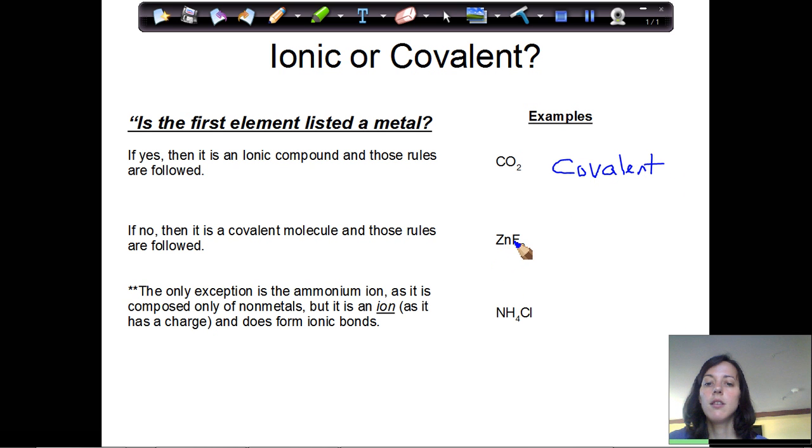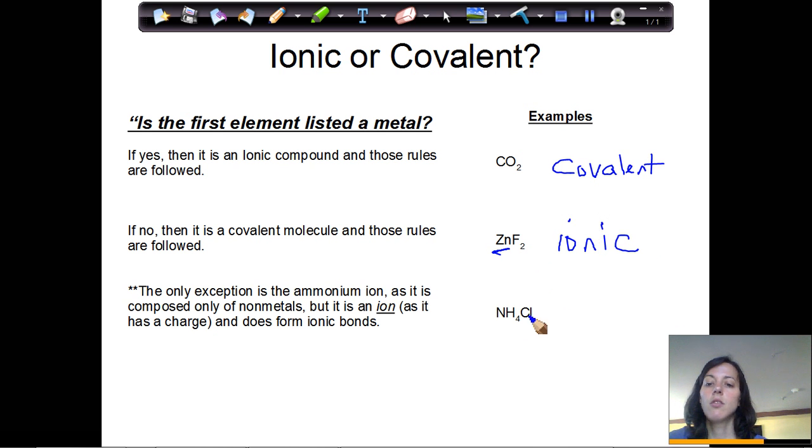Next, ZnF2. So look at the first atom present, which is zinc. Zinc falls on your periodic table to the left of the staircase, so you would name it ionically, as we have a metal bonding to a non-metal, and you would need to use oxidation states to name that compound.